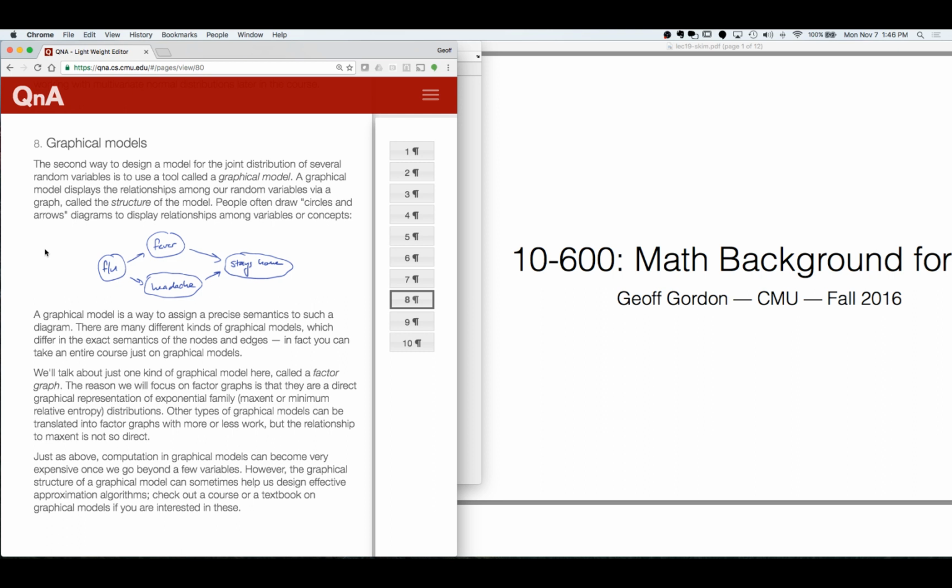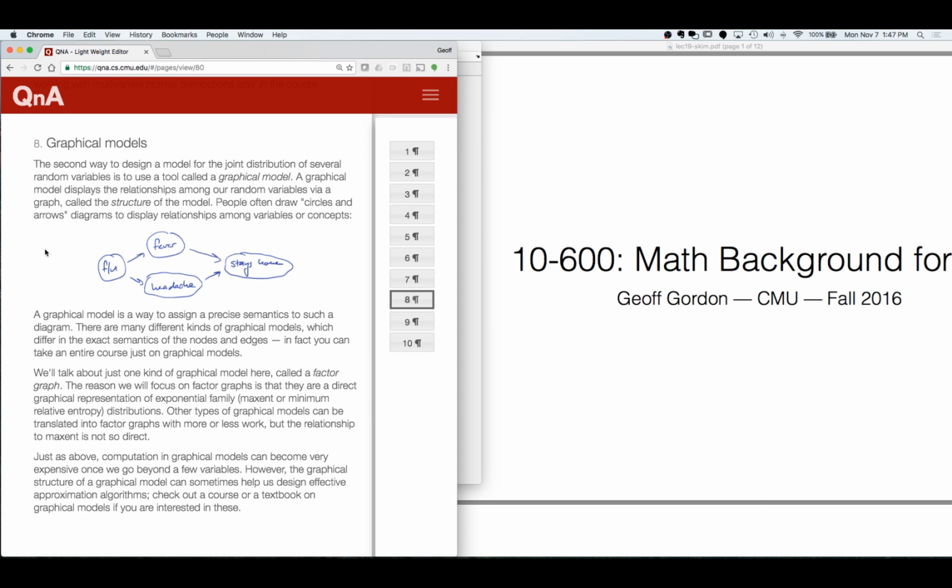All right, so graphical models. These are a way to display the statistical relationships among all of our variables. They start from a graph called the structure of the model. And if you've ever seen people draw sort of informal circles and arrows diagrams that tell you what the relationships are among concepts or among variables, that's basically what this looks like. But it's a nice way to assign a precise semantics to graphs like that.